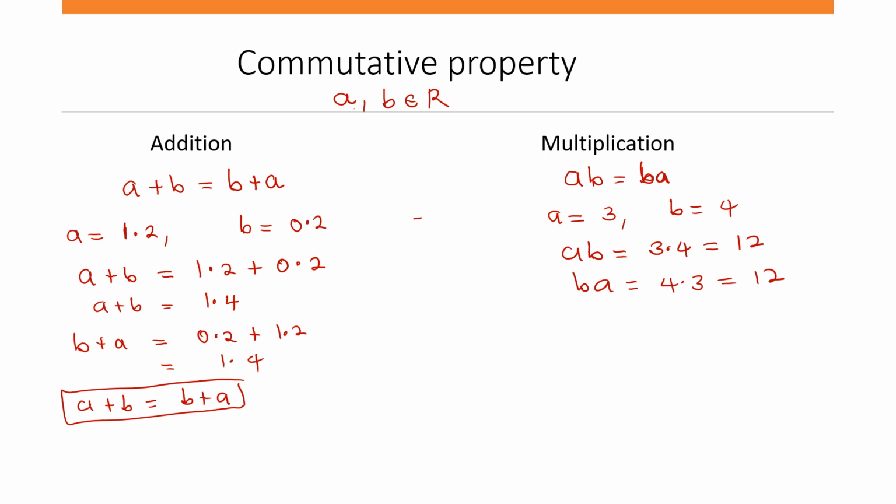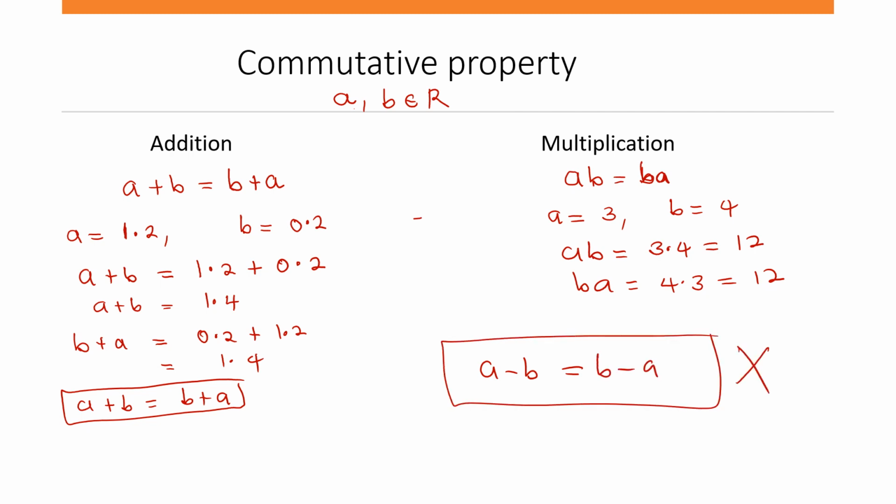Just a question to think about. Do we think that the real numbers are commutative under subtraction? If you take two real numbers A and B, can we say that A minus B is always the same thing as B minus A? I don't think this can be true. So the real numbers are not commutative under subtraction. But for multiplication and addition, yes, they are commutative.